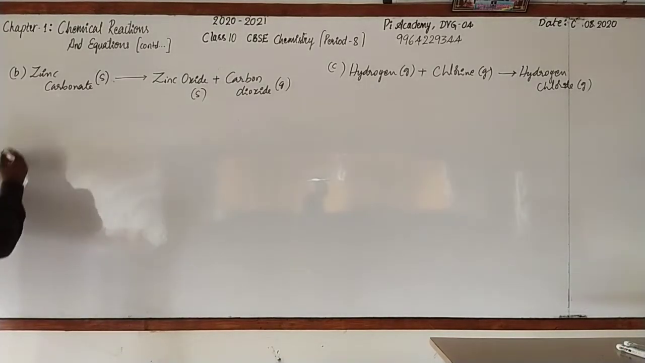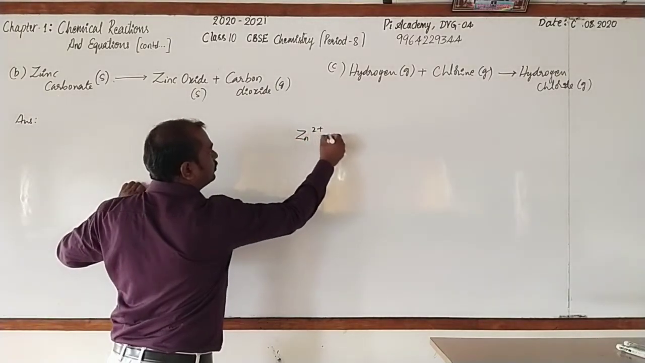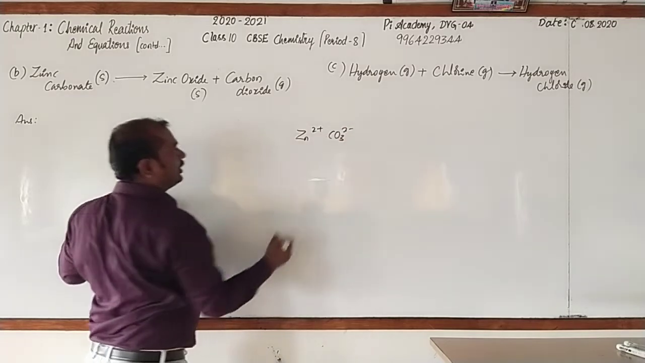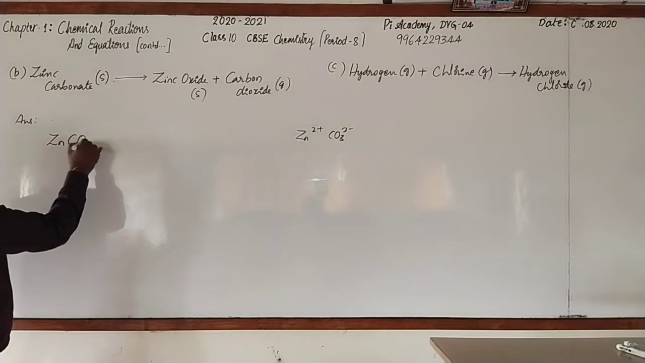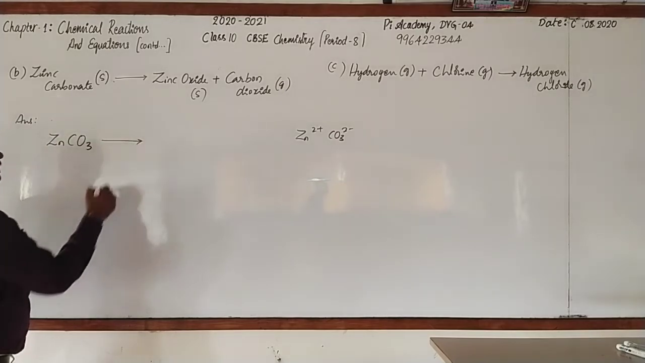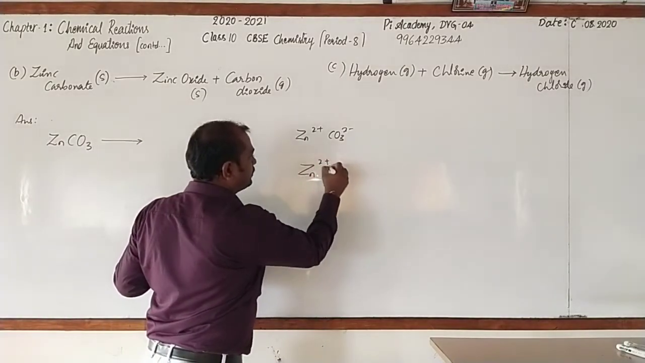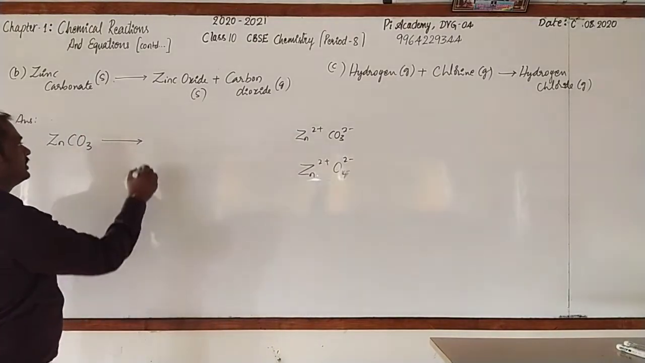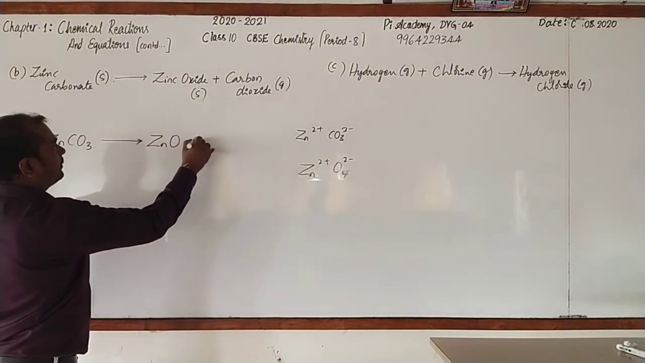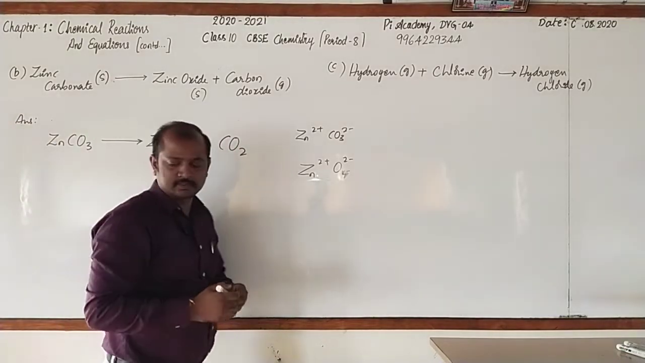It is zinc carbonate. What is its chemical formula? Here I'll write. See that? Zn2+ CO3 2-. Just tell. It is ZnCO3, right? It gives rise to zinc oxide, Zn2+ O2-. The 2 gets cancelled, ZnO, plus carbon dioxide. Obviously, you are very familiar. It is CO2.